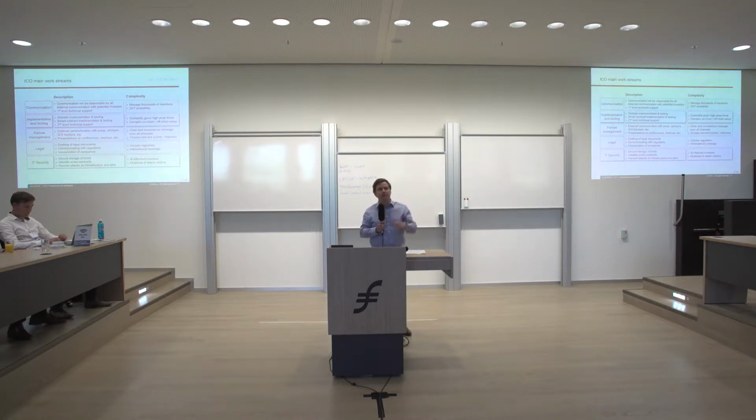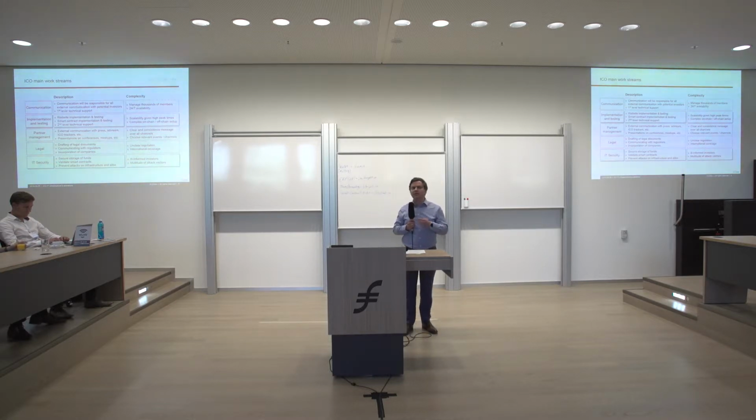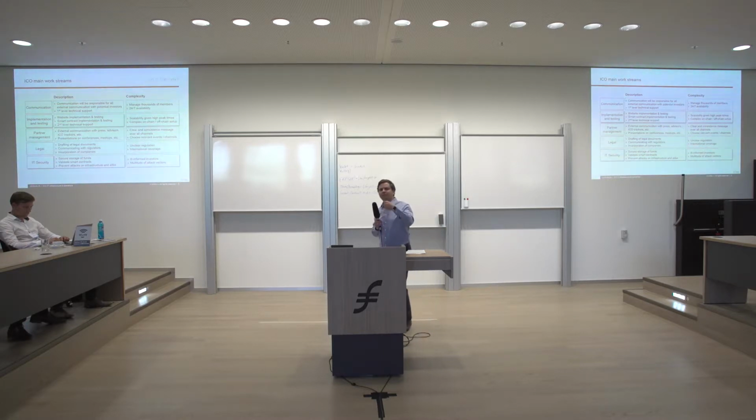The second work stream is about the actual implementation and testing, from the smart contract to your node infrastructure, to your infrastructure to generate the tokens on the blockchain. You have a work stream around the partner management, basically your external communication with the press, with advisors, with the ICO lists. And here it's important, I think, to have a clear and consistent message over the different channels.